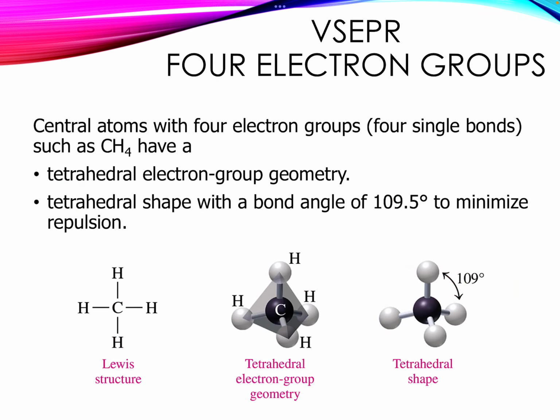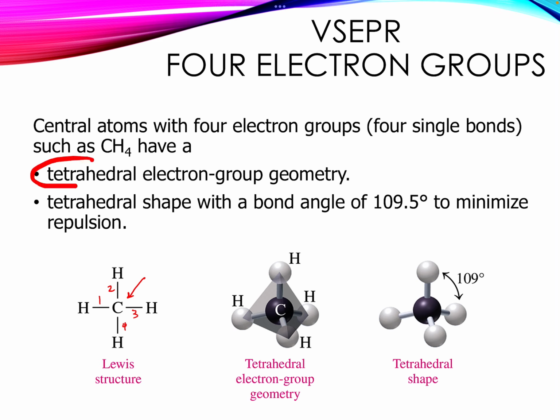All right, now let's look at what happens if there are 4 areas of electrons around the central atom. So here, carbon is our central atom, and we have 1, 2, 3, 4 areas of electrons around the central atom.